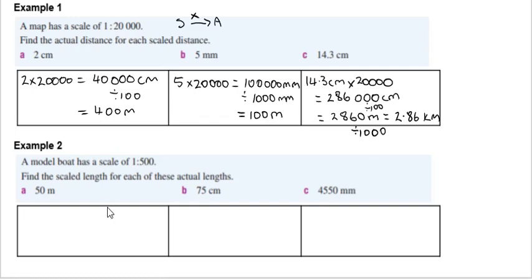Okay, example 2, it says a model boat has a scale of 1 to 500. Find the scaled lengths for each of the actual lengths. So this is telling us that we're going from the actual back to the scaled, and that means we are going to divide by the scale ratio. So 50 metres divided by 500.